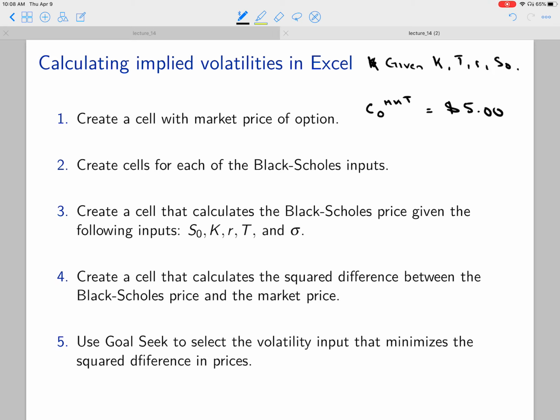Your first step is you go out and create a cell in Excel that contains this market price of the option. It's just like a cell. There's a cell C0, and next to it you input $5.